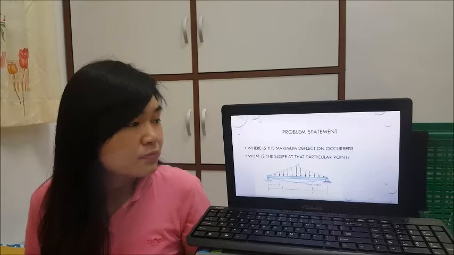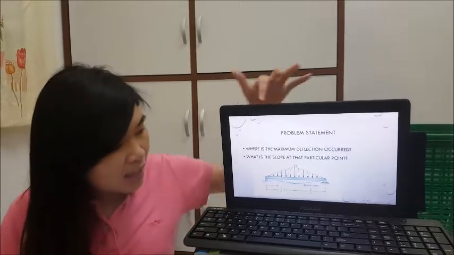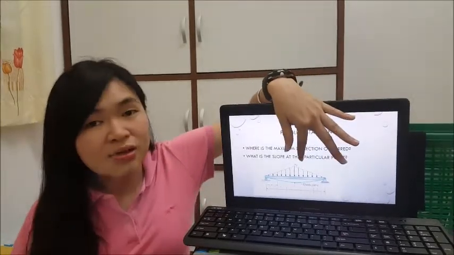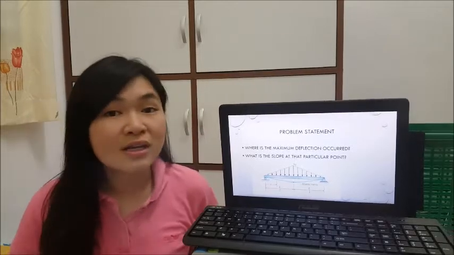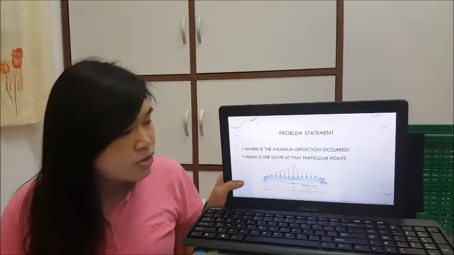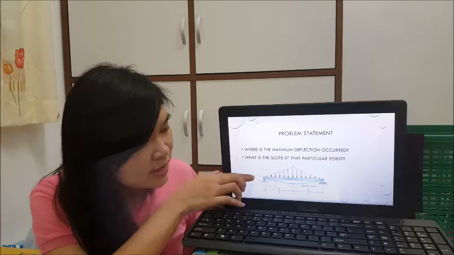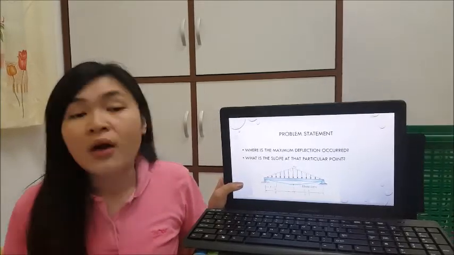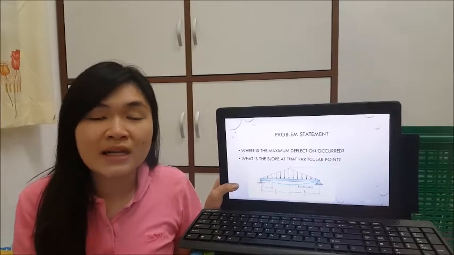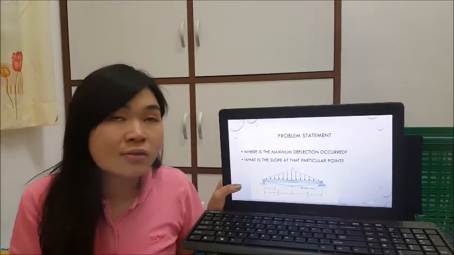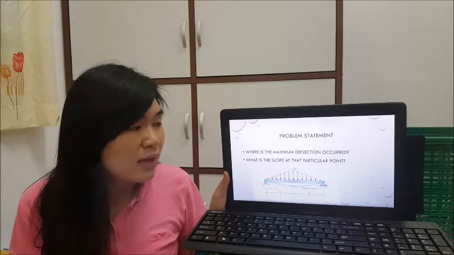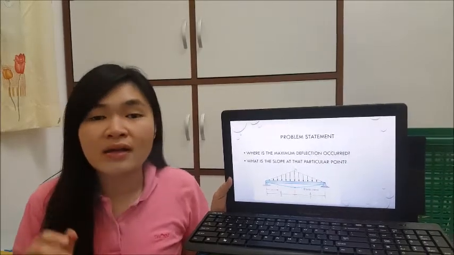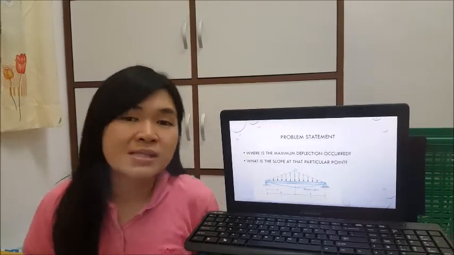For the problem statement, as we can see from here, the graph is a triangular distribution beam. So I would like to use this graph to calculate the maximum deflection that occurred and the slope at that particular point. From our knowledge, we know that the maximum deflection occurs at the point where its slope is equal to 0.